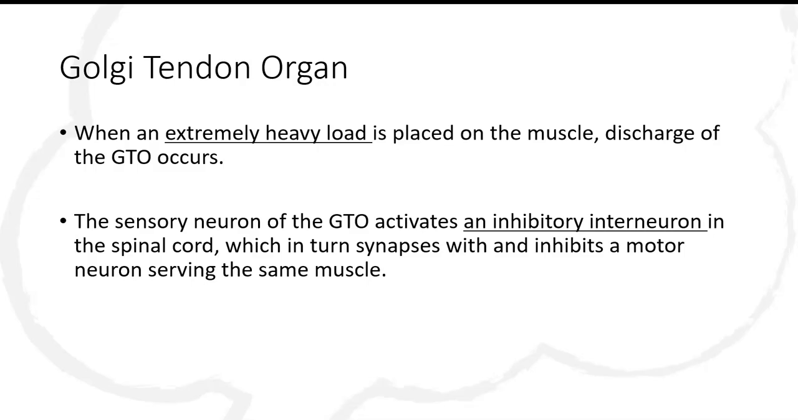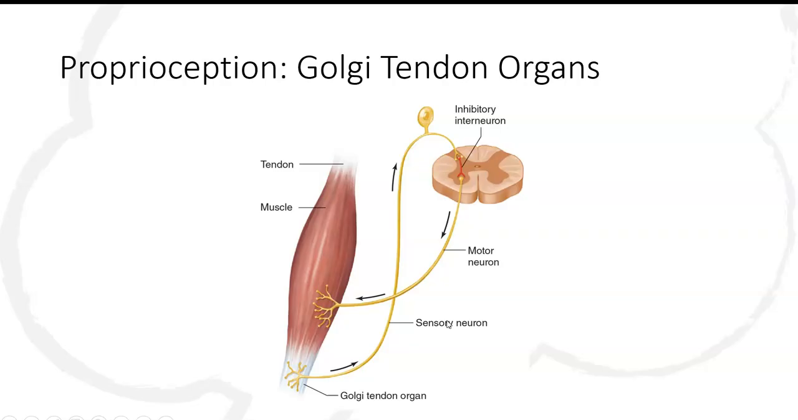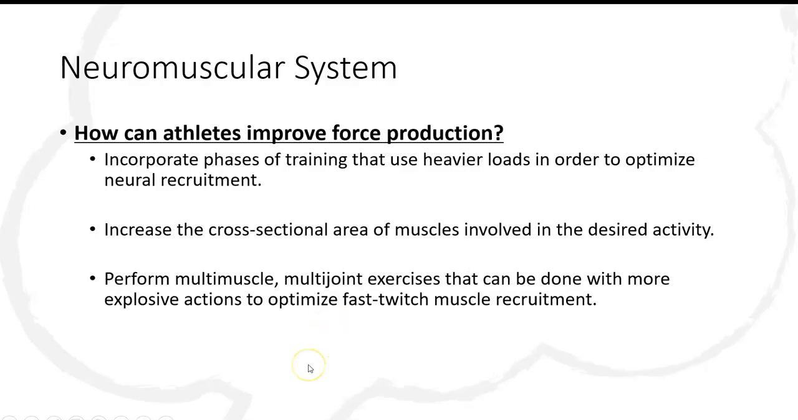When an extremely heavy load is placed on the muscle, the discharge of the Golgi tendon organ occurs. Why? The sensory neuron of the Golgi tendon organ activates an inhibitory interneuron in the spinal cord, which then synapses and inhibits a motor neuron serving the same muscle. So it's going to cause us to relax. Okay, so the Golgi tendon organ is going to do the opposite: when we stretch too much, it sends a sensory signal, and it's going to send information to the opposite group of muscle fibers in order for it to relax.